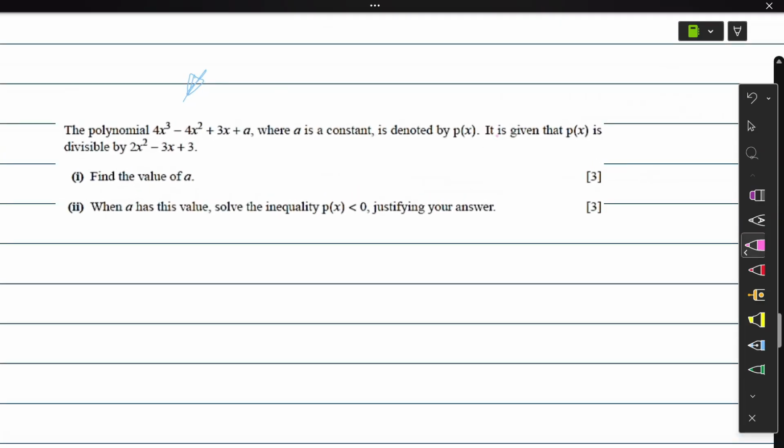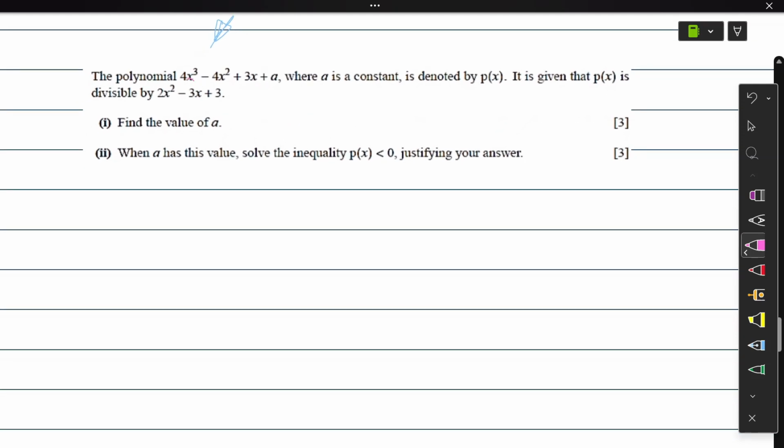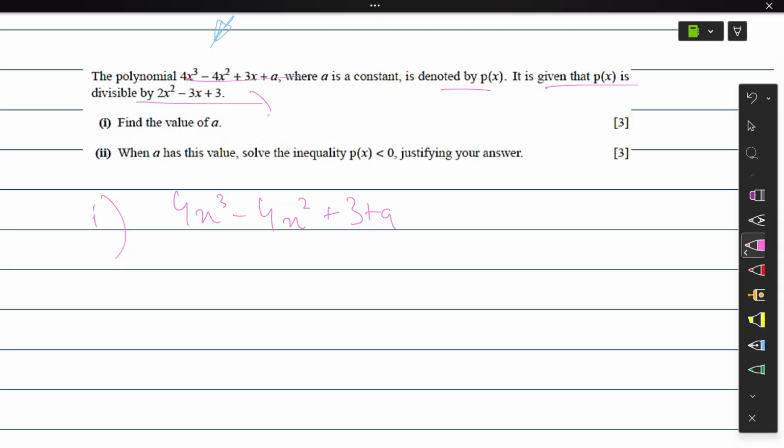Here is another question. So the polynomial p of x is 4x cube minus 4x square plus 3x plus a, and part 1 is to find this value. The constant is given such that p of x is divisible by this. Now we already know this is going to be non-real, so we cannot factorize that. So we will use comparison.